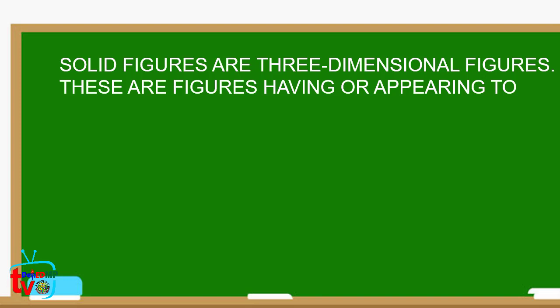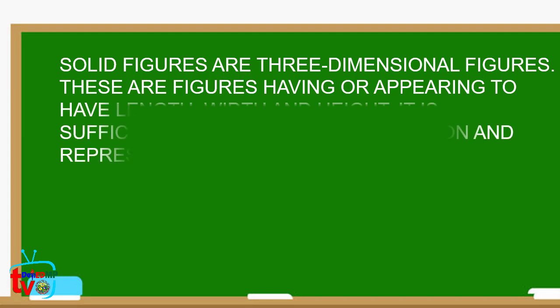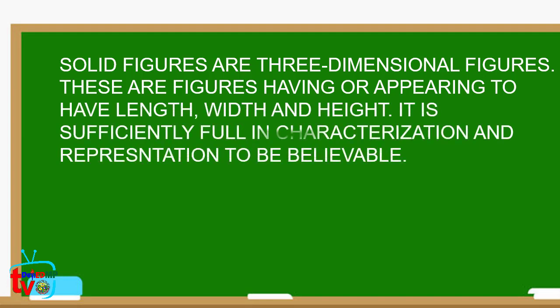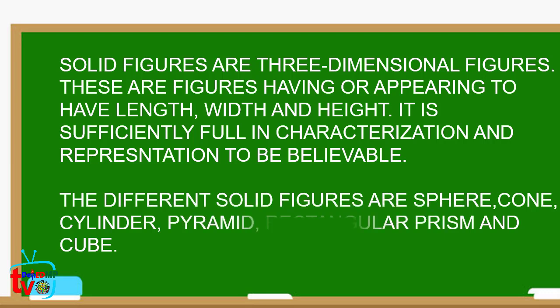Solid figures are 3-dimensional figures. These are figures having or appearing to have length, width, and height. It is sufficiently full in characterization and representation to be believable. The different solid figures are sphere, cone, cylinder, pyramid, rectangular prism, and cube.